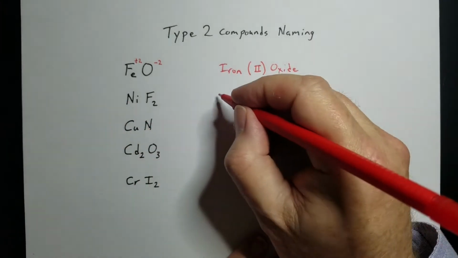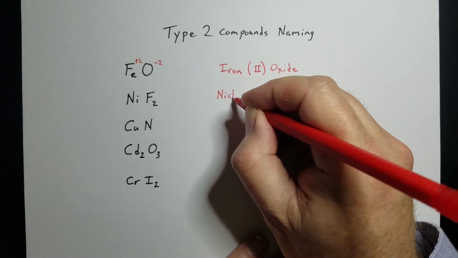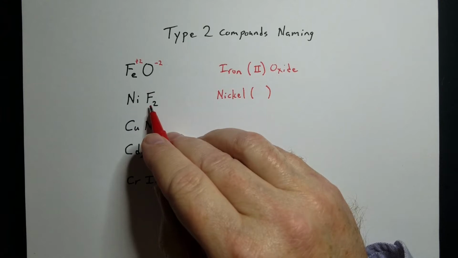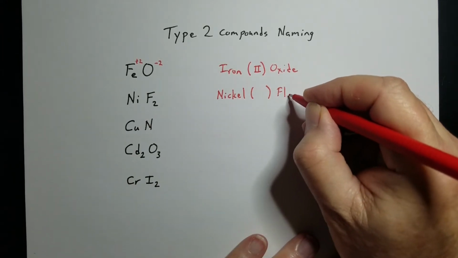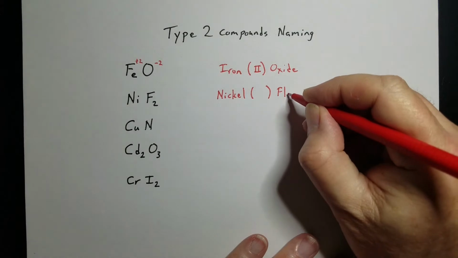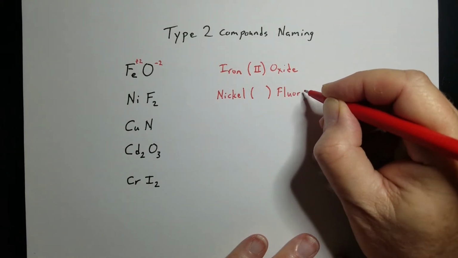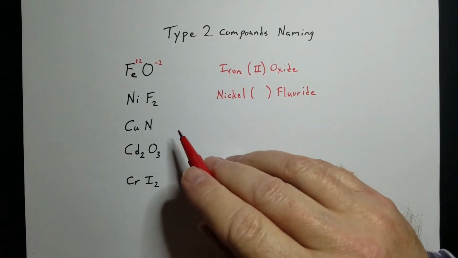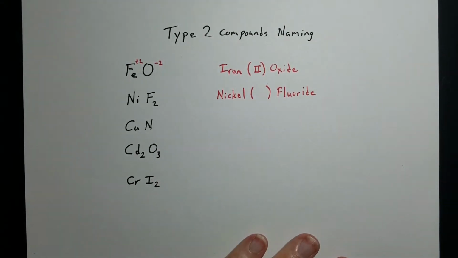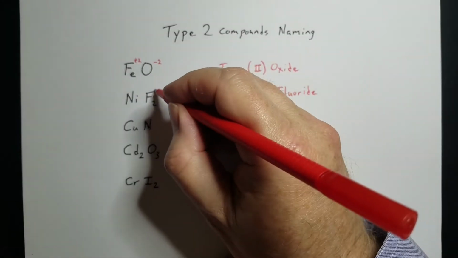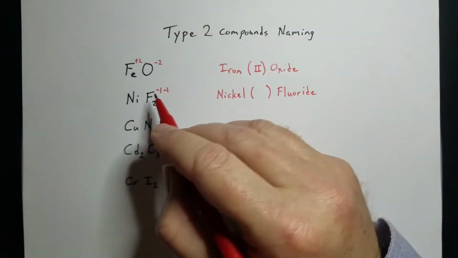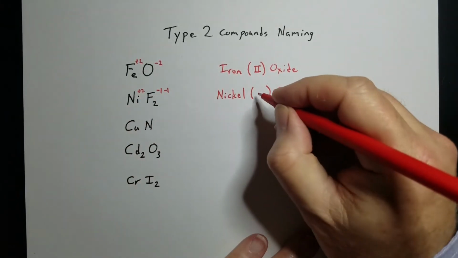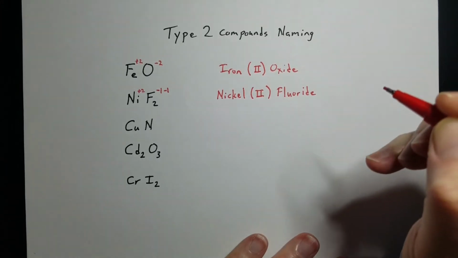For this one, we have nickel. And then fluoride. Nickel fluoride. Now, fluorine is in that -1 column. And so there's 2 of them. So we get a total of -2. So this nickel has to be +2 to balance it out. So again, it'd be nickel 2 fluoride.